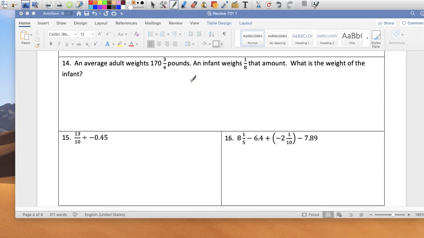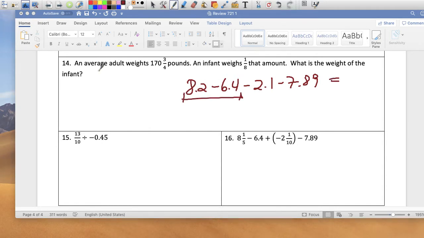Now this, I would change to decimal. So I actually get 8.2 minus 6.4. I'm going to just do this plus minus thing. I like to see it as 2.1 minus 7.989. The same thing, right? Because the subtraction will change to addition. This, to me, is how I like to see it. So let's take care of these two. 8.2 minus 6.4 is going to be 1.8, right? And then 1.8 minus 2.1.